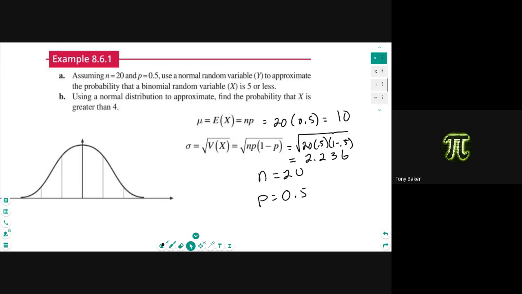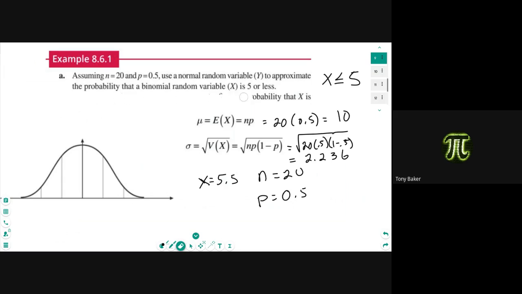Because it's continuous, I can't use exactly 5. So depending on which direction you're going and depending on where you're looking at, we have to do the +0.5 or -0.5. Okay? So in this case, since I'm looking for x less than or equal to 5, I'm going to make my x for my problem 5.5. Okay? Okay. So A, let me erase B for a second.